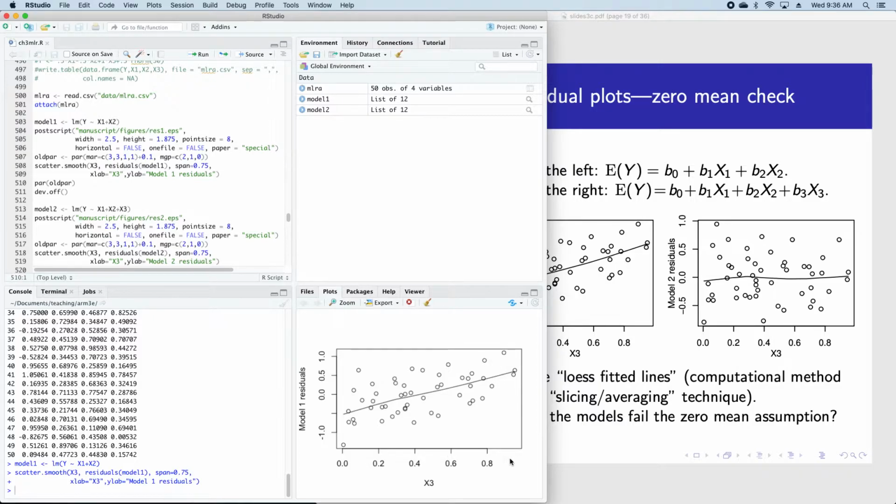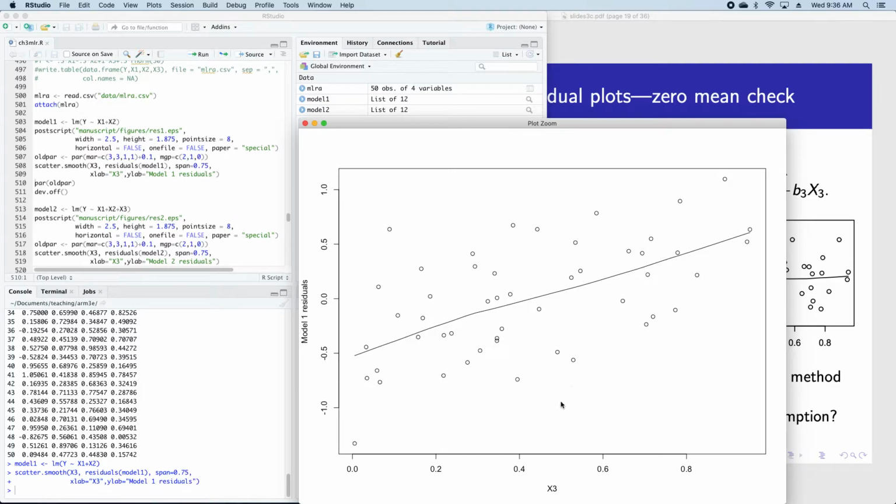So in particular, what am I looking for here? I'm going to focus on the zero mean assumption at the moment. Let me make this graph a little bit bigger, so let me zoom into it. What I've got on the graph here is this line, and this is a LOESS smooth of the data. It's a line that tracks the trend in the scatter plot, and it's not constrained to be a straight line. It just tracks the trend.